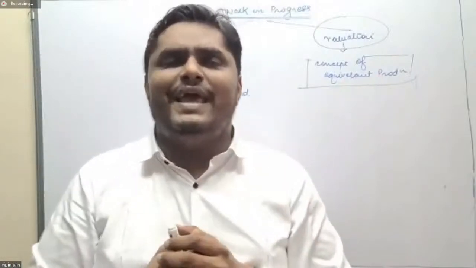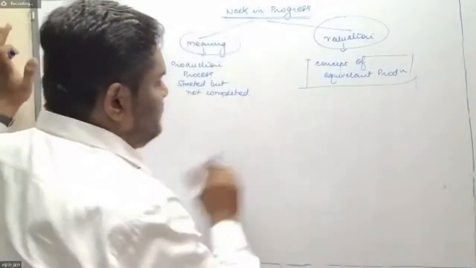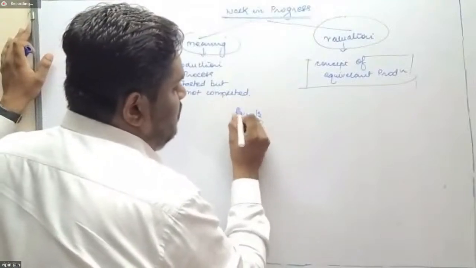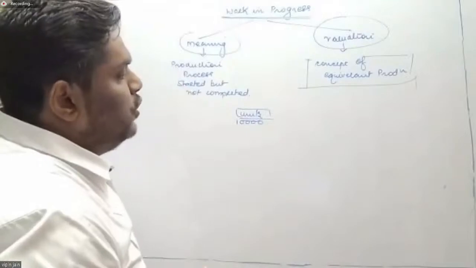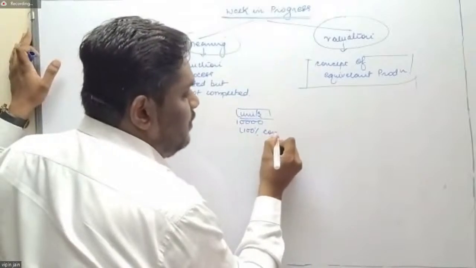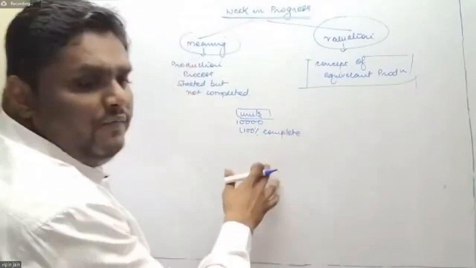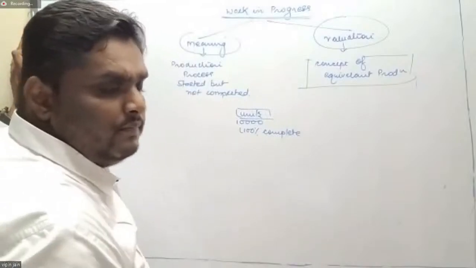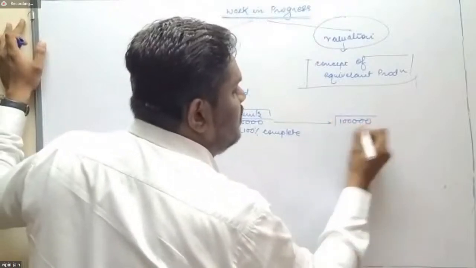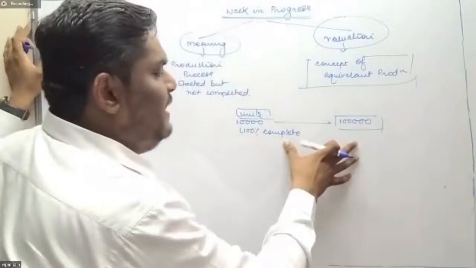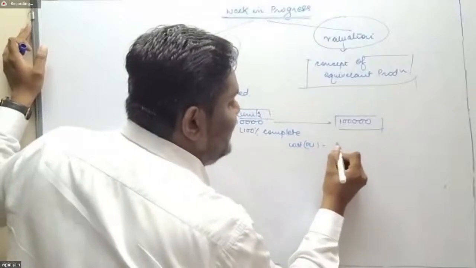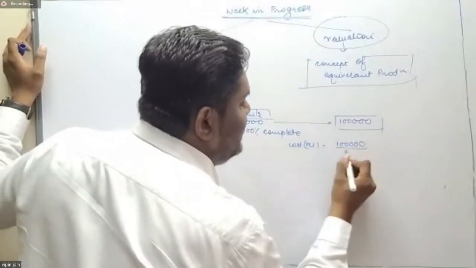Let me take a basic scenario. Let's say total 10,000 units we manufactured, and they were 100% complete. This is what we were doing till now. The total cost incurred till date is, let's say, 1 lakh. So at this point of time, it is very easy for us to calculate the cost per unit, and that is 1 lakh divided by 10,000.